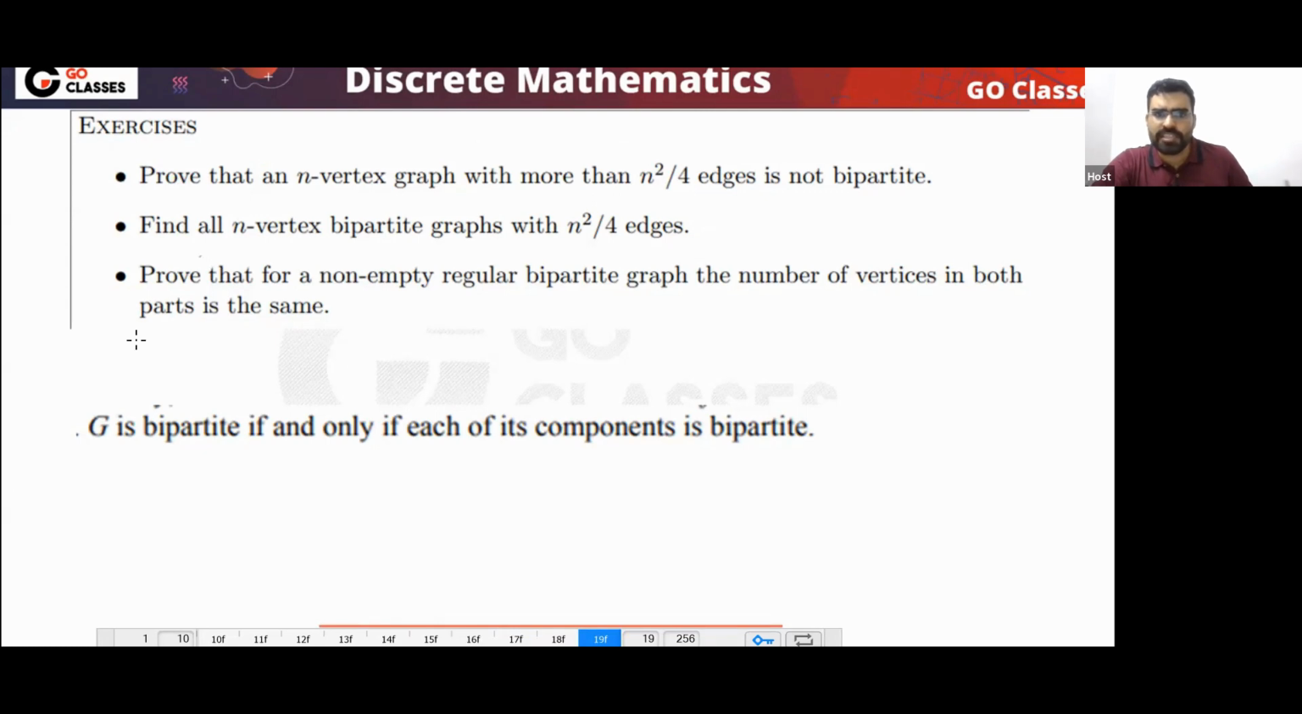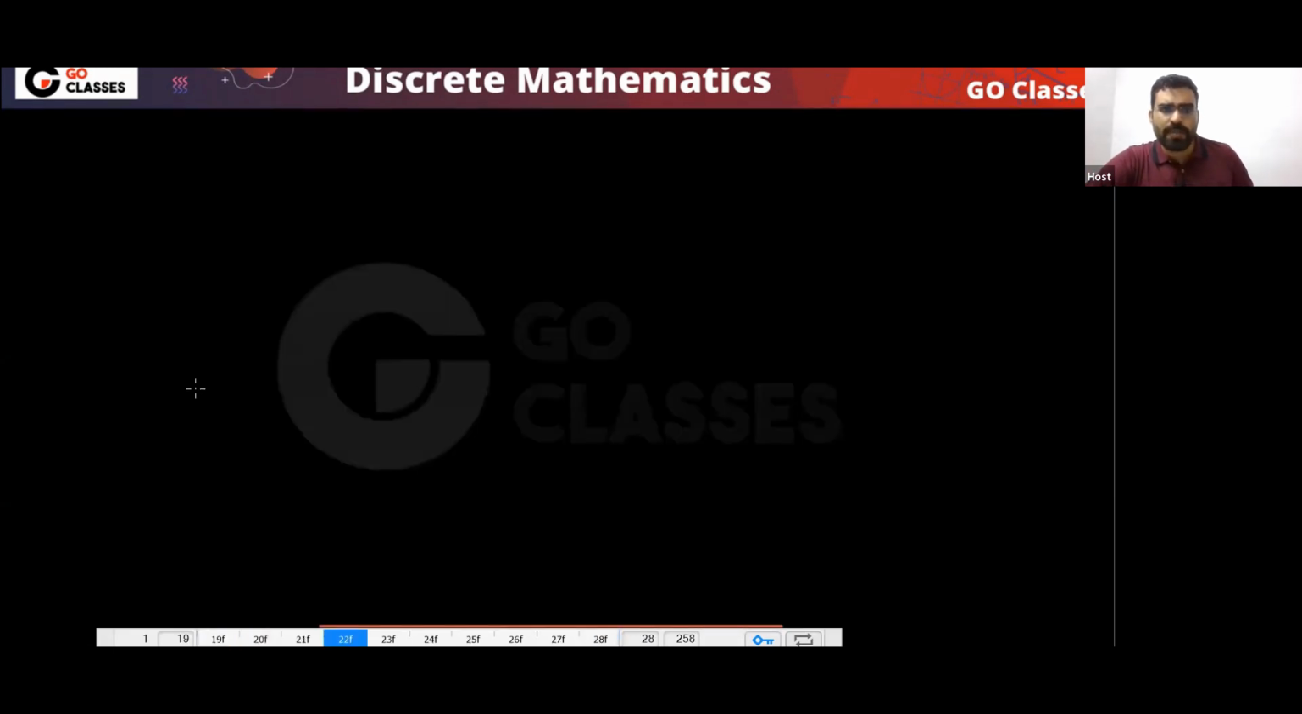And this we have already seen in the last class. K regular bipartite graph, this also we have seen. See, G is bipartite if and only if all its components are bipartite. Yes or no? G is bipartite.